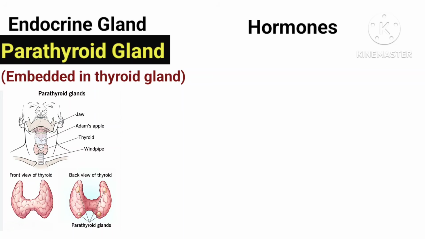The parathyroid gland secretes parathyroid hormone or PTH, also known as parathormone, which is a polypeptide hormone essential for regulating the levels of calcium and phosphate in the blood and body fluids. PTH increases the blood calcium by acting on bones, the intestine, and the kidneys.